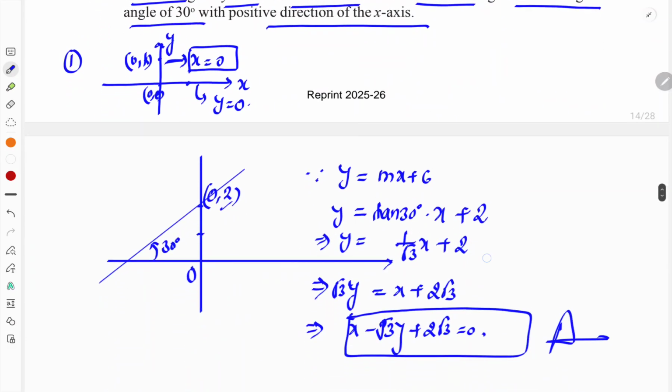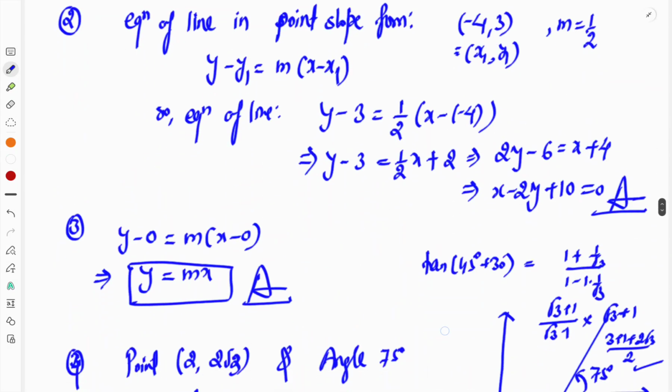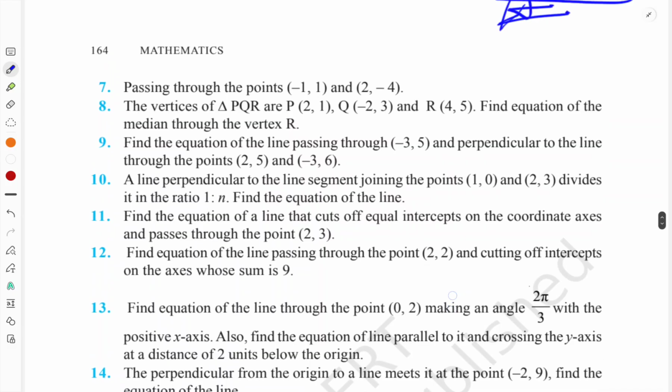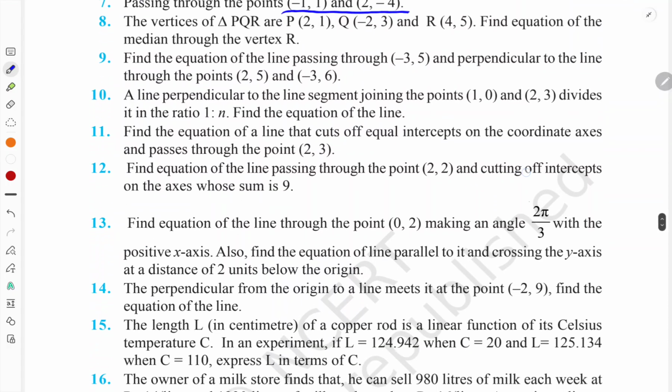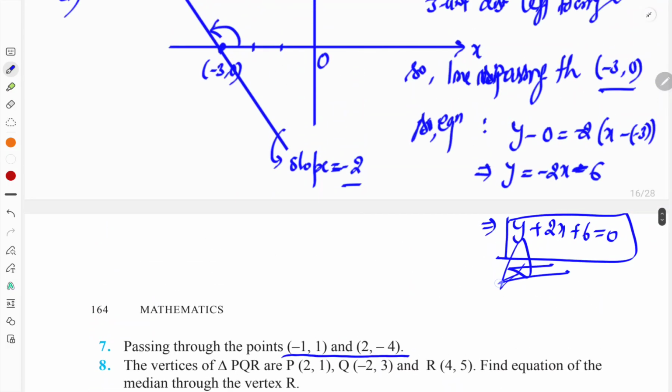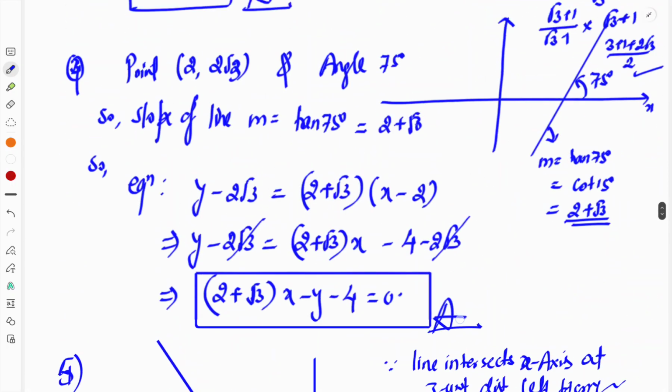Okay, dear student, we have solved 6 problems up to now. The next problem we'll check. Question number 7 says: find the equation of the line passing through (-1, 1) and (2, -4).